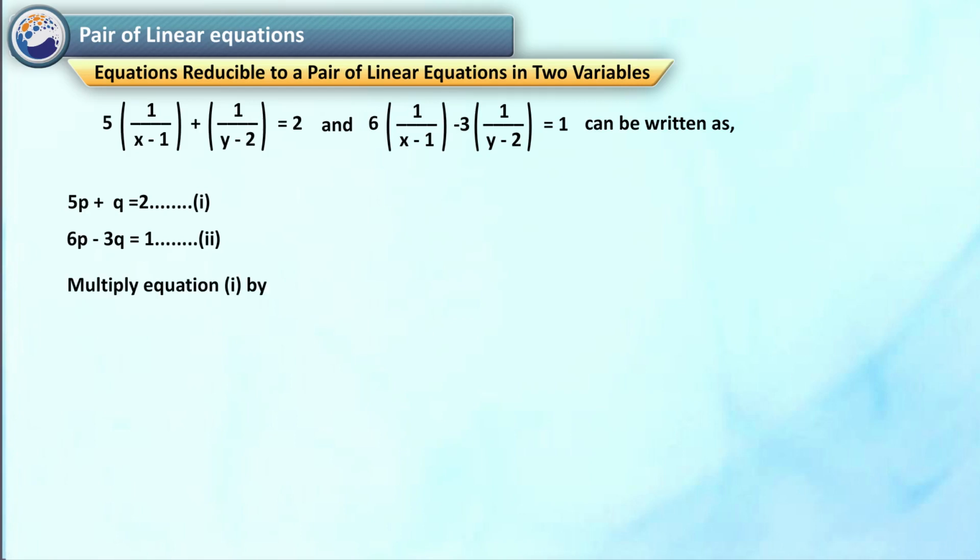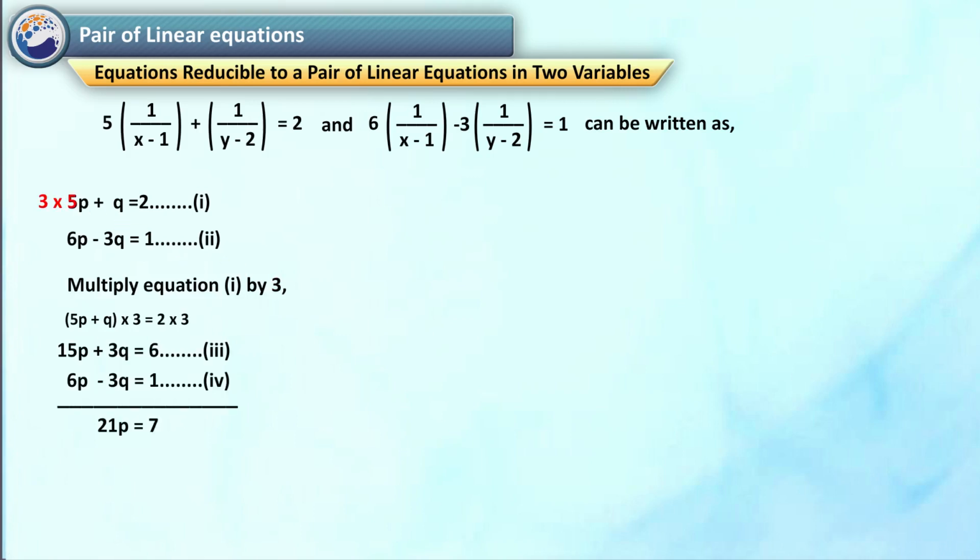Multiply equation 1 by 3. 15p plus 3q is equal to 6, equation 3. 6p minus 3q is equal to 1, equation 4. Adding equations 3 and 4, we get 21p is equal to 7. That is, p is equal to 1 by 3. Also, q is equal to 1 by 3.